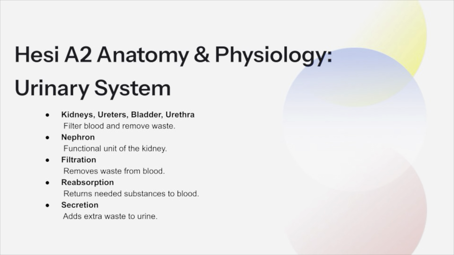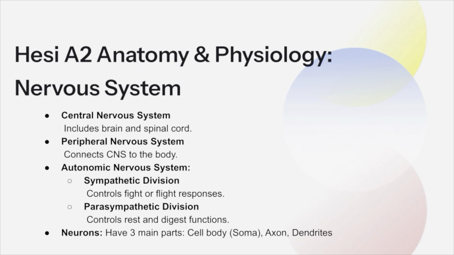Urine formation happens in 3 steps. There's filtration, reabsorption, and secretion. Now we'll take a look at the nervous system. The nervous system has 2 major divisions. There's the central nervous system, which includes the brain and spinal cord, and the peripheral nervous system, which includes nerves.